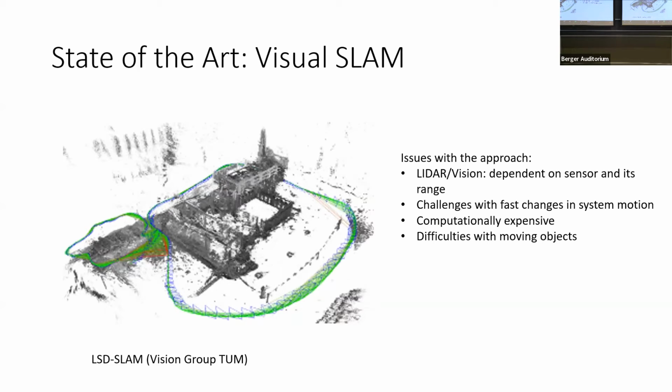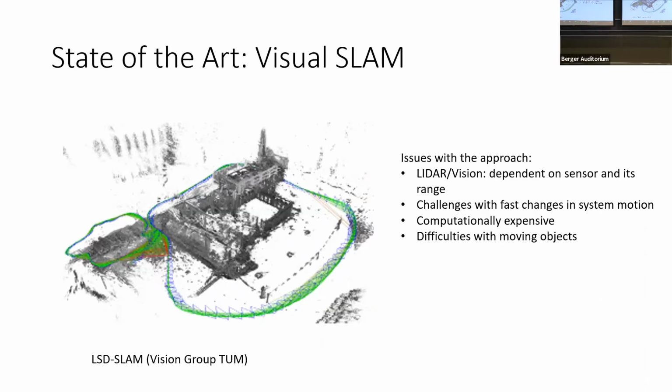However, there are certain issues. What you see out there often is not vision, it also uses laser, which depends on certain sensor ranges. There are challenges with very fast changes. It's computationally very expensive. And this framework still cannot handle all moving objects.